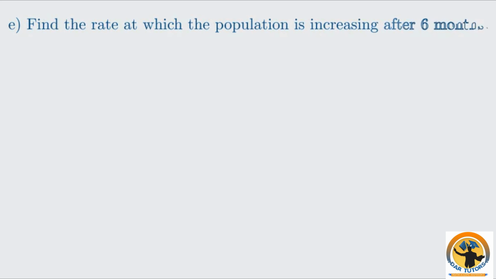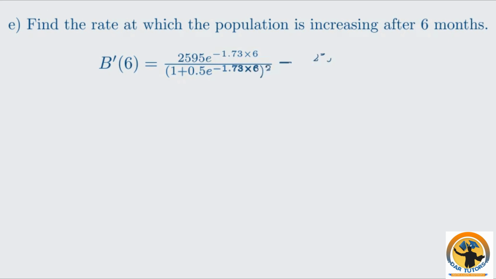For part E, we need to find the rate at which the population is increasing after 6 months. This is a direct application of our derivative. We need to evaluate b prime of t at t equals 6. Substituting t equals 6 into our derivative formula, we get b prime of 6 equals 22595 times e to the power of negative 10.38, divided by the square of 1 plus 0.5 e to the power of negative 10.38.